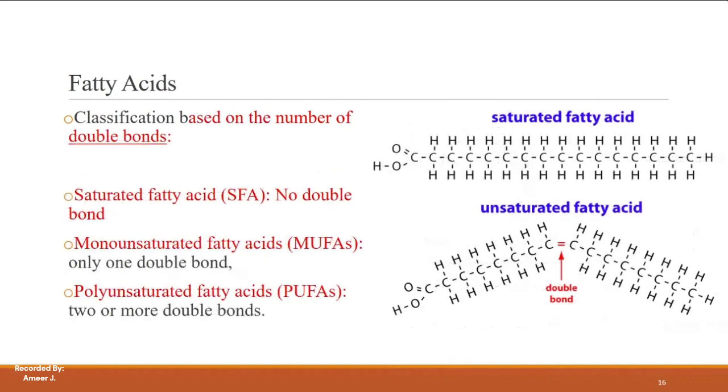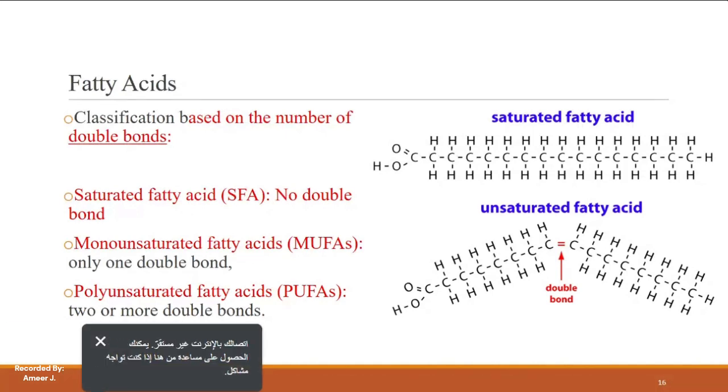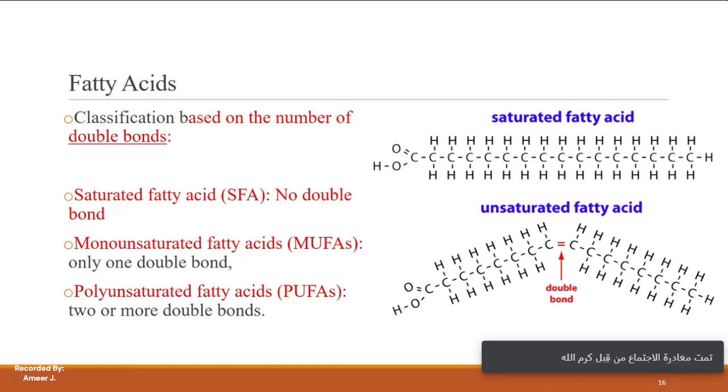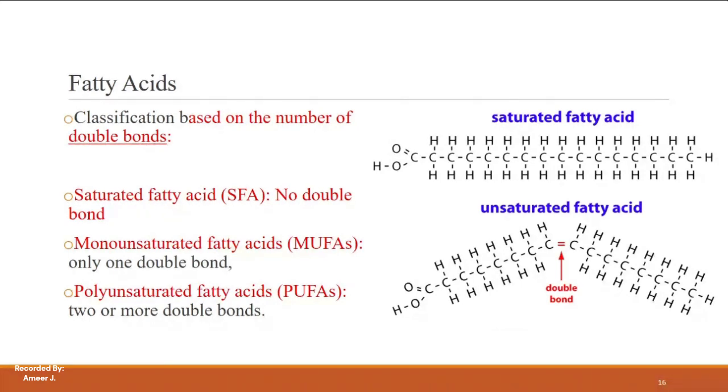And after that, the classification based on the number of double bonds, we have 3 parts. Saturated fatty acids have no double bond. Monounsaturated fatty acid, in abbreviation MUFA, has only 1 double bond, and polyunsaturated fatty acid, in abbreviation PUFA, has 2 or more double bonds. And look at the picture. All carbon binding sites not linked to another carbon are linked to hydrogen and are therefore saturated.